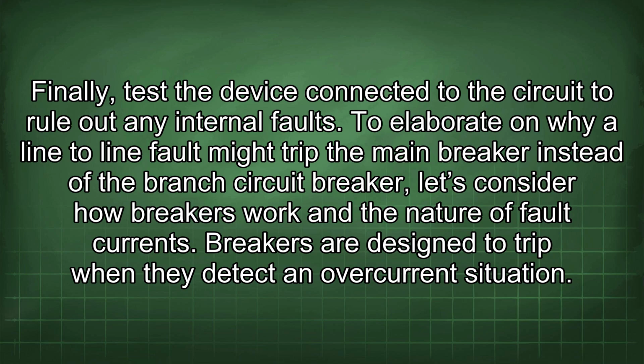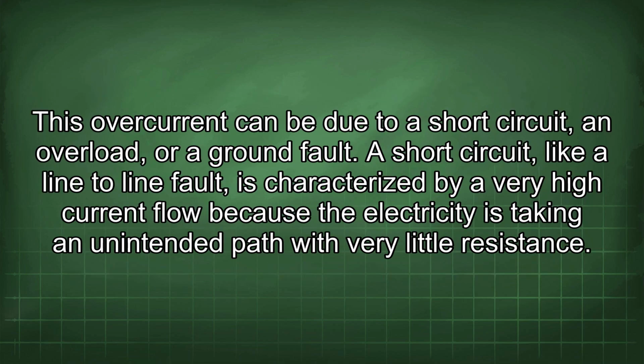To elaborate on why a line-to-line fault might trip the main breaker instead of the branch circuit breaker, let's consider how breakers work and the nature of fault currents. Breakers are designed to trip when they detect an overcurrent situation. This overcurrent can be due to a short circuit, an overload, or a ground fault. A short circuit, like a line-to-line fault, is characterized by a very high current flow because the electricity is taking an unintended path with very little resistance.